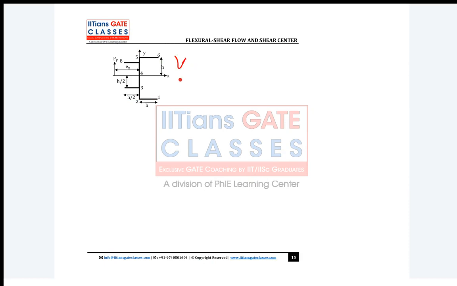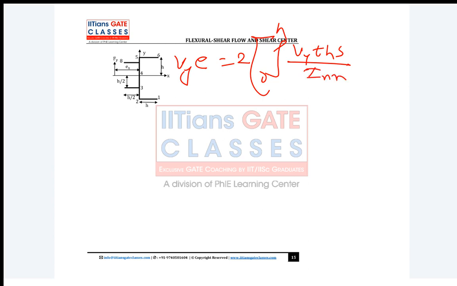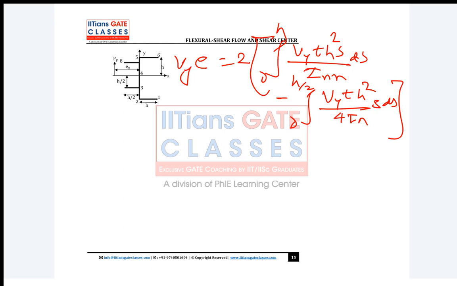So it is Vy into e equal to 2 integration 0 to h. So it is Vy t s upon Ixx into h square ds, minus 0 to h by 2 Vy, then it will be t h square upon 4 Ixx into s ds. Am I correct? Is this equation correct? Please guys check. So Vy throughout got cancelled, so it will be 2.